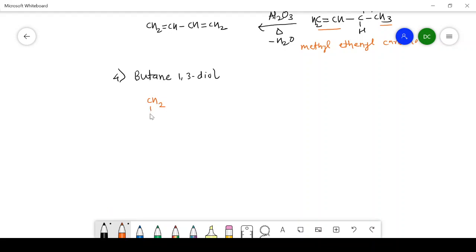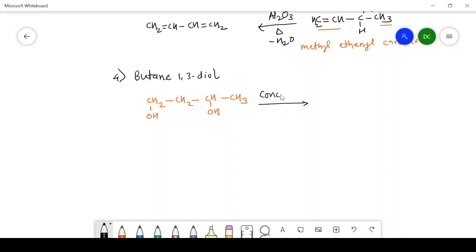Here I will write CH2OH, then CH2, here OH, and finally there is a CH3. This is butane 1,3-diol. Now there are four carbons present in this structure, and there is a presence of OH group. So we have to remove this OH group from this structure to get converted into 1,3-butadiene, and removal of OH group is achieved in the dehydration reaction. That's why this reactant is heated in presence of acid catalyst.